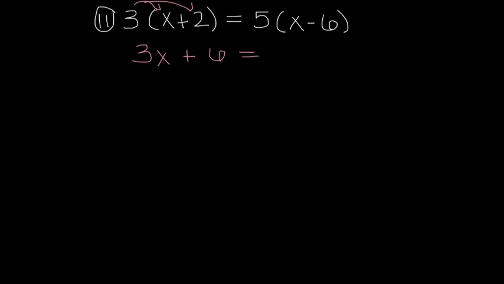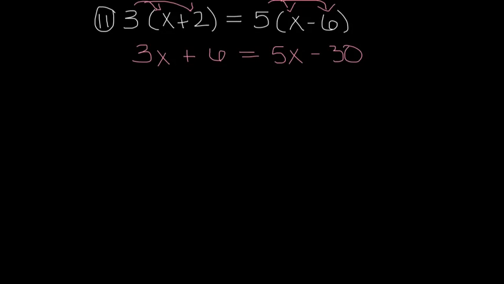That's going to equal the same thing on the right. We want to distribute the 5 to clear that out. 5 times x is 5x. I have minus 5 times 6, which is 30. Now that we got rid of those parentheses, it's a problem that looks exactly like the first one.